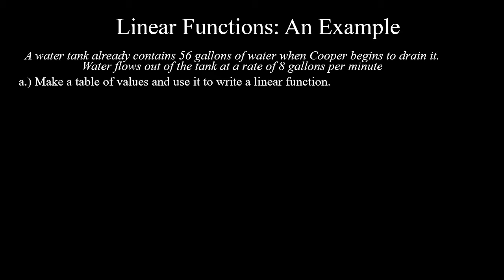So the first part of our question says, make a table of values and use it to write a linear function. Now, some of you could probably jump right into this and write a linear function. You might have thought all those same thoughts as me. I know what my initial value is, right? I know my b. So if I'm thinking about a linear function, I know I want it in the form of y equals mx plus b, where m is the slope, b is the initial value, the y-intercept.